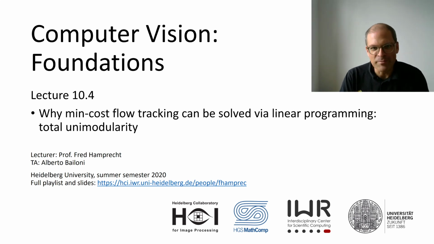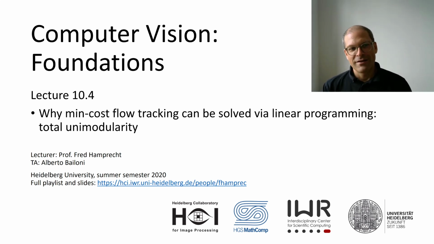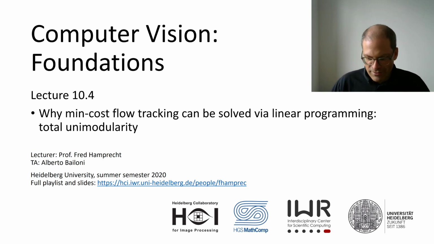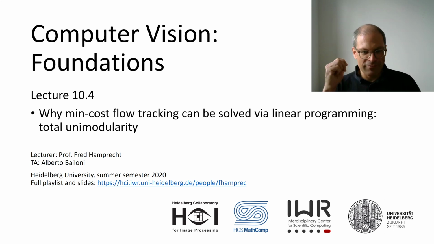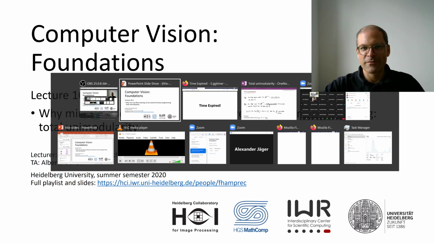So today's topic is min-cost flow tracking. I've argued that this is one instance of a linear programming problem. And the question is, why is it a linear programming problem and not an integer linear programming problem? And this is what I'm trying to answer in part in the next few minutes.